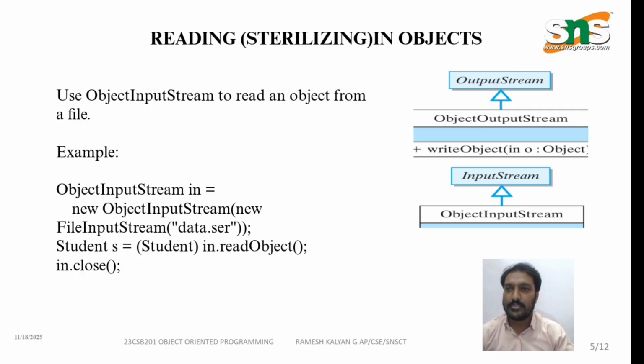An example for this is ObjectInputStream in is equal to new ObjectInputStream, where we create a new object of new FileInputStream of data.ser. Then Student s is equal to (Student) in.readObject(), and in.close(). This is a simple example of a statement as it is used in a program. We could see in the diagram on the right side the ObjectInputStream, which converts from the input stream, and for this we use writeObject of an object, then ObjectOutputStream, and finally we get the output stream.